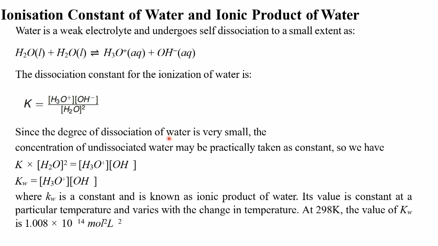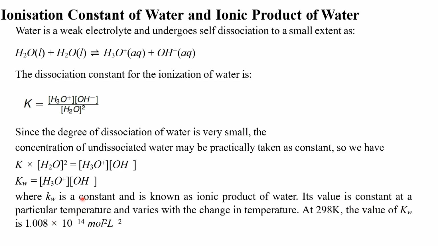Since the degree of dissociation of water is very small, the concentration of undissociated water may be practically taken as constant. So now we consider, K times H2O raised to the 2 is equal to concentration of H3O plus times concentration of OH minus. So this quantity K times H2O raised to the 2 we call Kw. Kw is a constant term and is known as the ionic product of water. Its value is constant at a particular temperature.